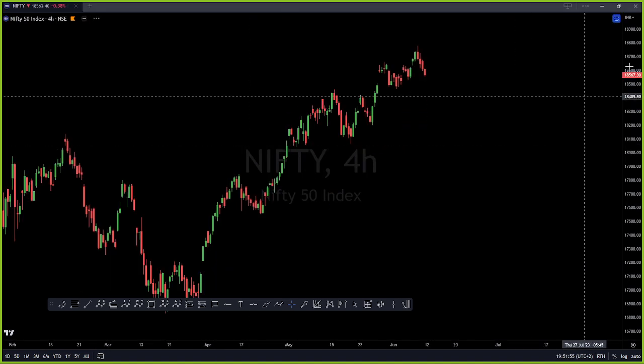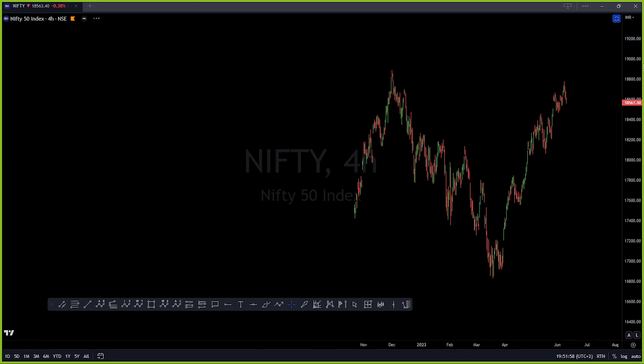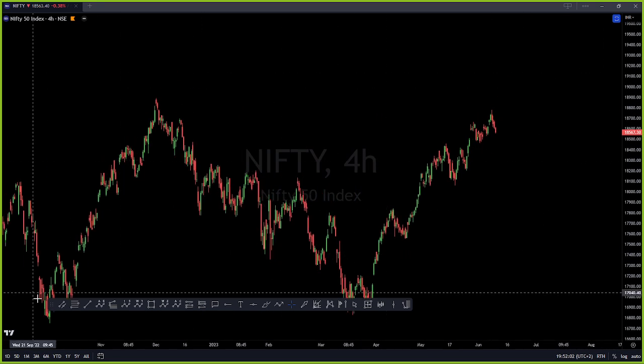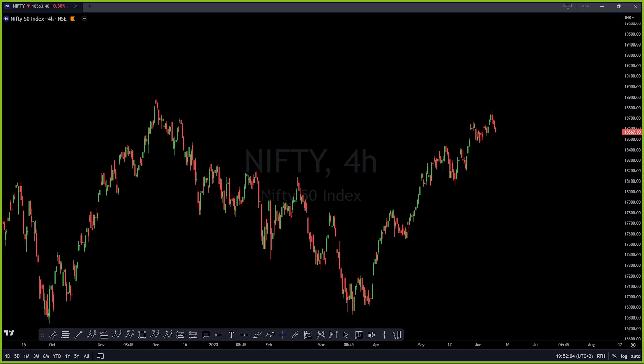As for Nifty, continuation move to the upside, but obviously it might be time for a pullback here. Just to show you why I say it might be time for a pullback.